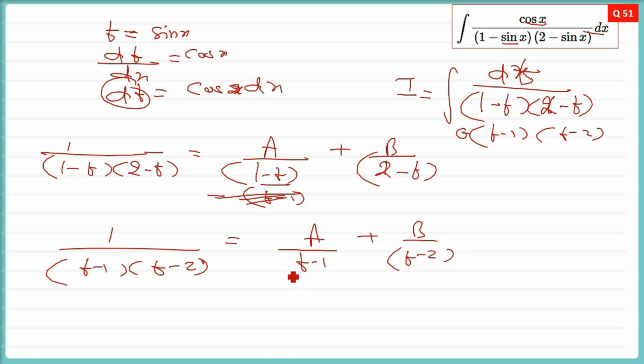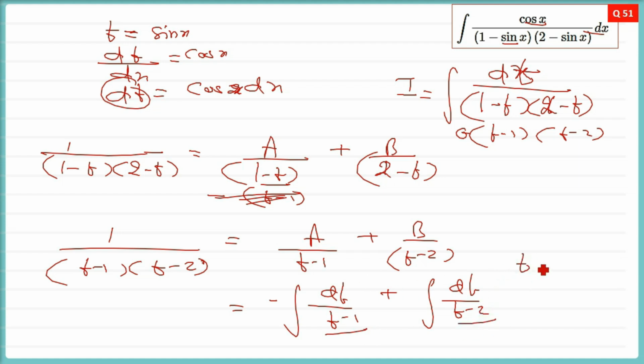Now here we have a and b. I hope you'll be able to compute them. A will come as this value and b will be 1. You just have to integrate these two. This will be log t minus 1 and then log t minus 2, and finally replace t by sin x.